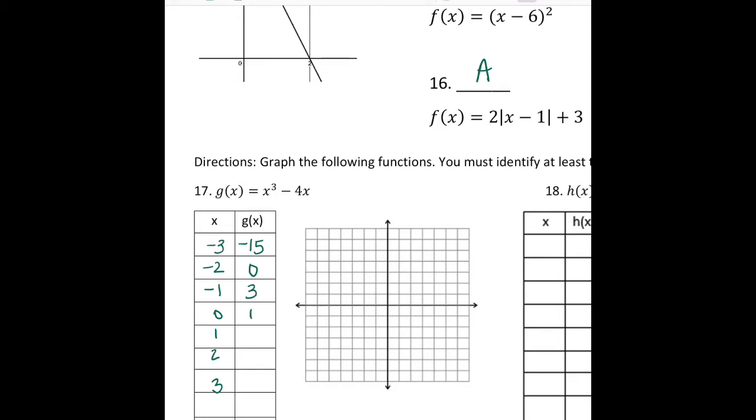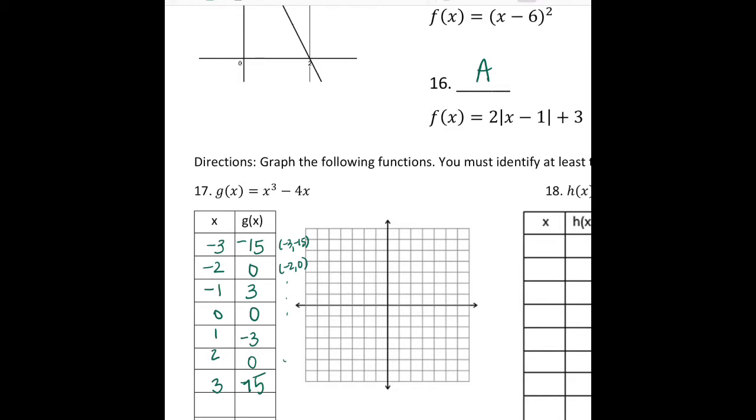If you plug in 0, that gets you 0. If you plug in 1, you're going to get negative 3. This is actually going to end up being 0 again, and this is going to be negative 15, and this is going to be positive 15. So you're just going to plug in some numbers and find what those points are. Now we know we have a point at negative 3, negative 15. We have a point at negative 2, 0, and so on and so forth.